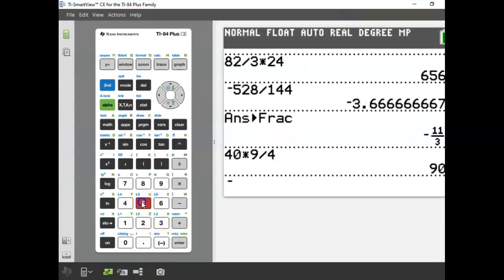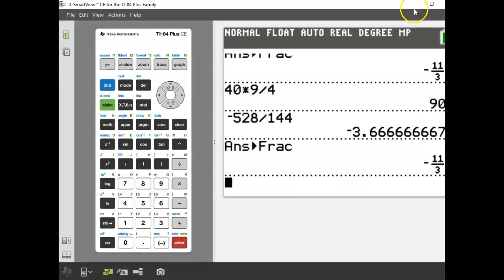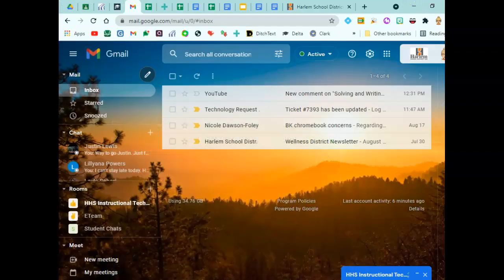What was it? Negative 528 divided by 144. Did I remember the numbers right or not? Okay. And then you can do math, enter, to change it to an improper fraction, which is what I will ask you to have on the quiz. Negative 11 thirds. Now, who's got a question?